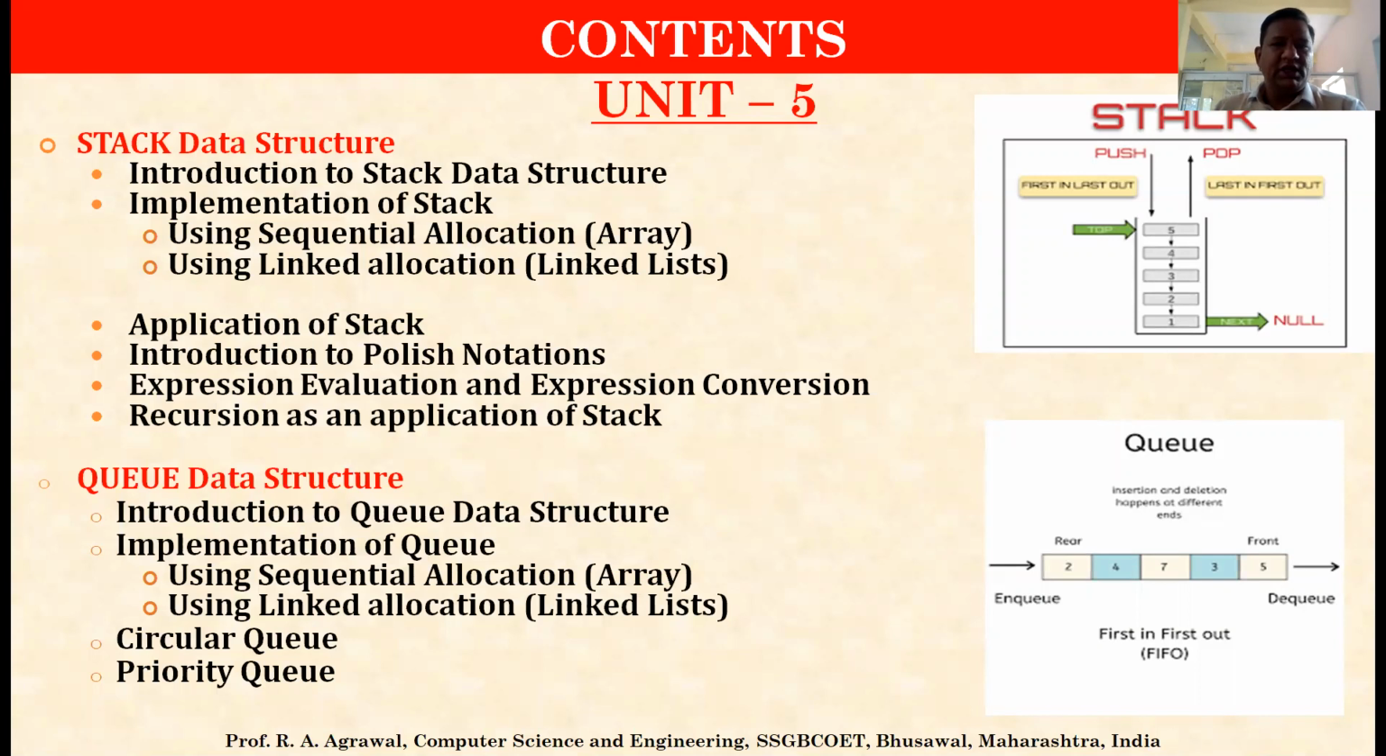Unit number 5 is basically divided into two data structures, namely the stack data structure, and the second one is the queue data structure. In stack data structure, what is stack? What is the working of stack? How can basic operations be performed on stack? Where do we use stack? How can a stack be implemented, either using sequential allocation technique, that is array, or by using linked allocation using pointers with the help of linked list. These are the two ways of implementation of stack.